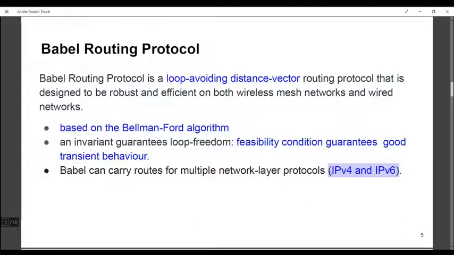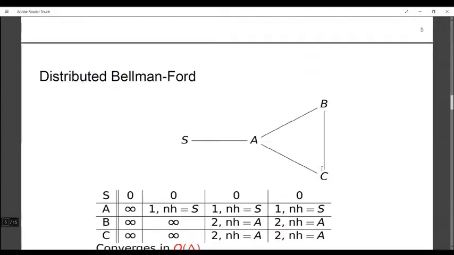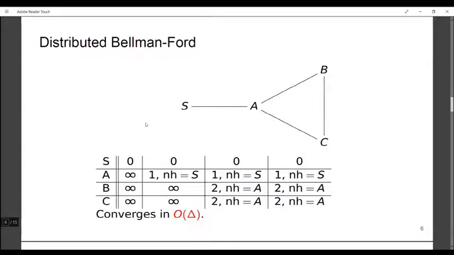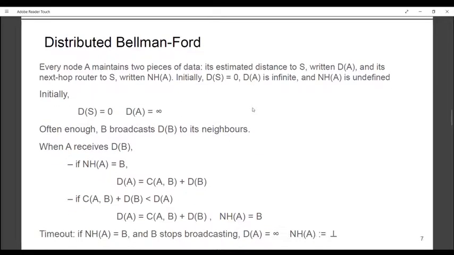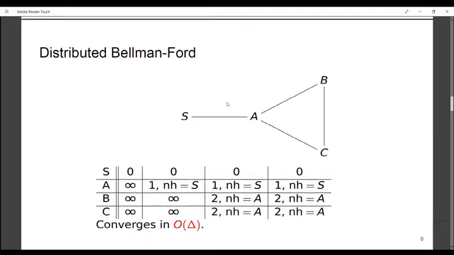So it works as an algorithm. Before that, we need to know two things. For every pair of neighboring nodes A and B, Babel computes an abstract value known as the cost of the link from A to B. Given a route between any two nodes, which need not be neighboring nodes, the metric of the route is the sum of the costs of all the links along the route. The goal of the routing algorithm is to compute the lowest metric to S.